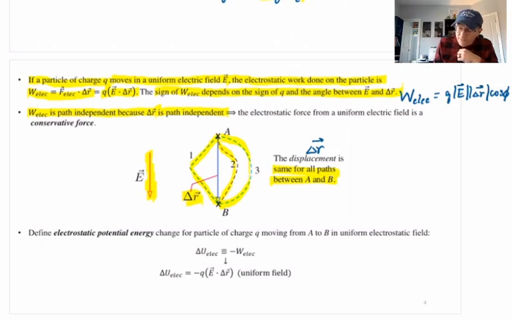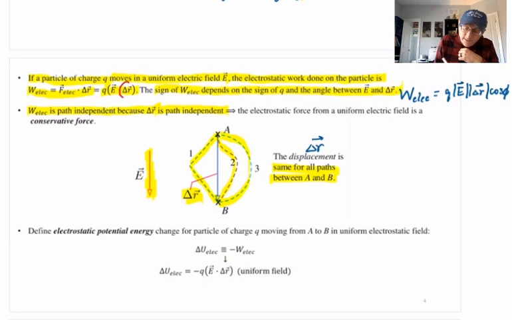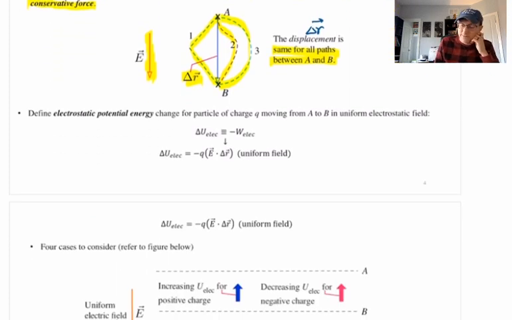But delta R is in the formula for the work. Right there, delta R. And the E is the same. So the W electric is the same for all paths between A and B. But then that means the electrostatic force for a uniform electric field is a conservative force. That means we can define an electrostatic potential energy function, or the electrostatic potential energy change, as our particle of charge Q moves from A to B.